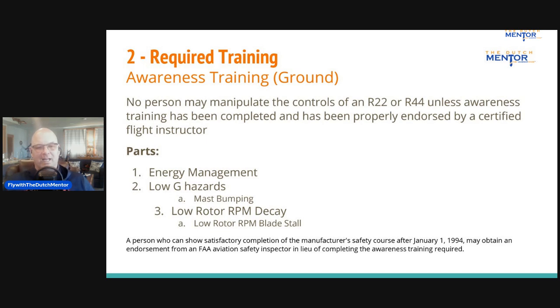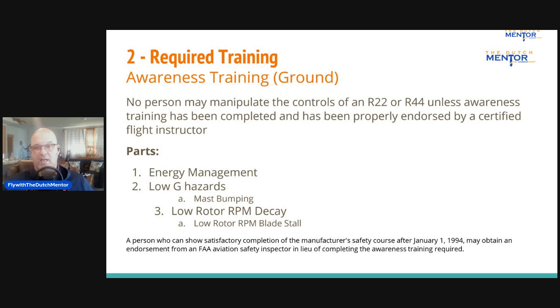So again, the clear statement is that no person may manipulate the controls of an R22 or R44 unless awareness training has been completed and has been properly endorsed by a certified flight instructor. Period. That is a requirement. If you get a ramp check from the FAA and they cannot find this endorsement, you're technically speaking in violation. Right? There are multiple layers to this, and really the key of this whole conversation is about proper energy management in the aircraft itself.